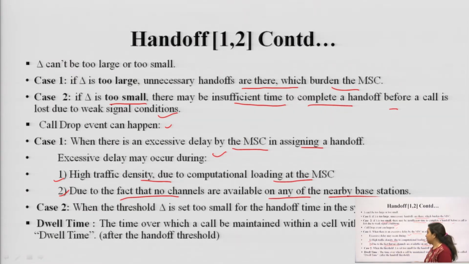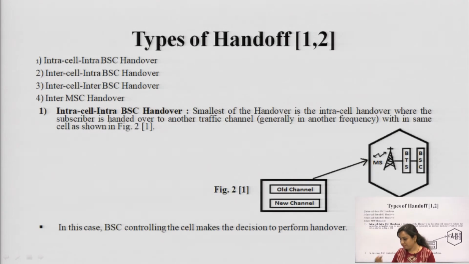The second case is when delta is small, when the threshold delta is set too small for the handoff time in the system. Then the dwell time, that is the time over which a call is maintained within a cell without a handoff, is called the dwell time, after the handoff threshold has been set. So, dwell time is a very important term when we are dealing with handoff.